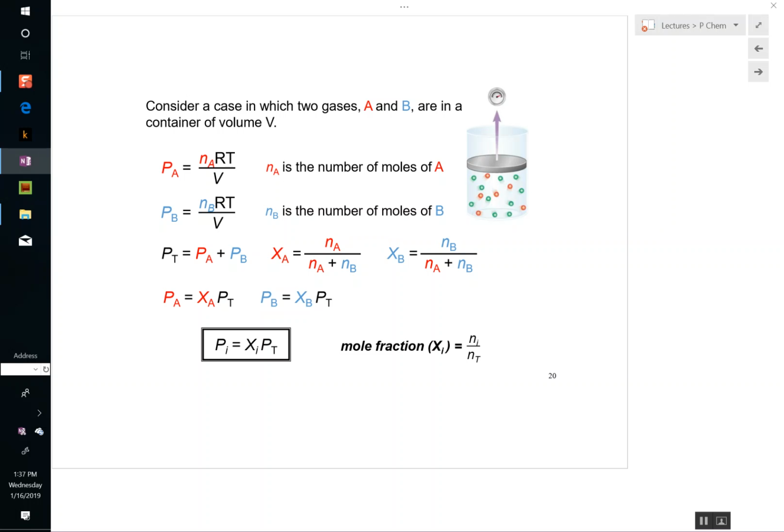This same thing would work if you had three, four, five, however many gases you had mixed together. Again, assuming they're not reacting with each other, they're not interacting with each other in any other kind of forces. This would be ideal behavior, but a way that you could figure these things out.